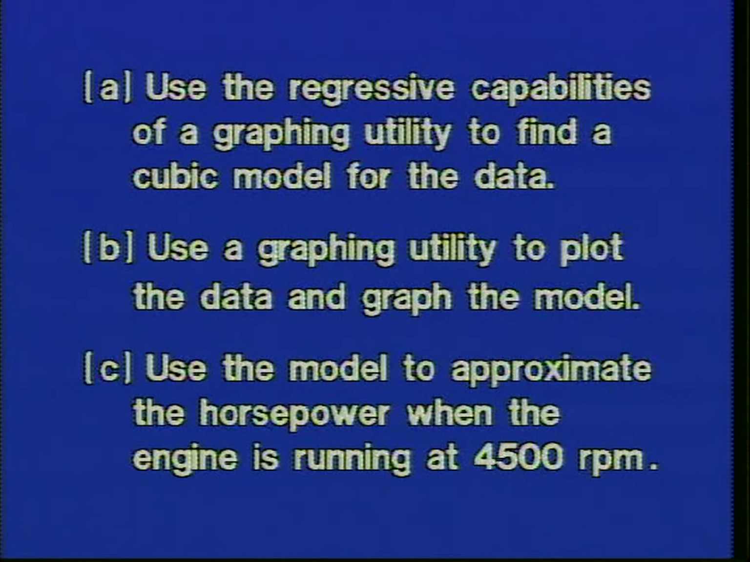Also, we're going to use this graphing utility or the graphing calculator to plot the data, that is, make the scatter plot, and we're also going to graph the model, that is, the regression equation, on top of that. And then C, we're going to use the model to approximate the horsepower when the engine is running at 4,500 RPM. You see, we don't have information about 4,500 RPM. We have information about 4,000 RPM and 5,000 RPM, but not 4,500 RPM. So that's how the equation can be useful to us.